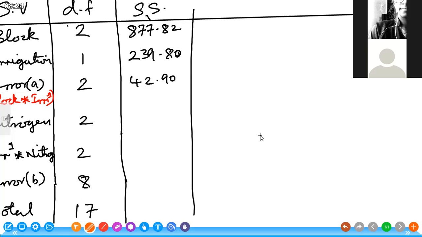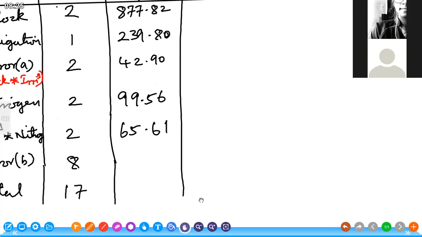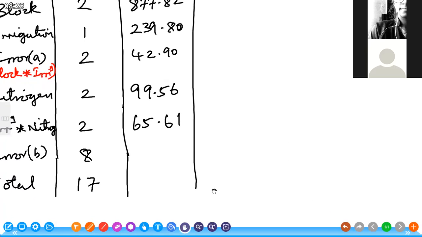What is the nitrogen sum of squares? 99.567. Then what about the interaction between irrigation and nitrogen? 65.61. Right. Actually, did you all calculate this value? Calculate. Okay, right. That is more important. I have taken this from a textbook that you may also be familiar with. What is next? What is the total sum of squares?